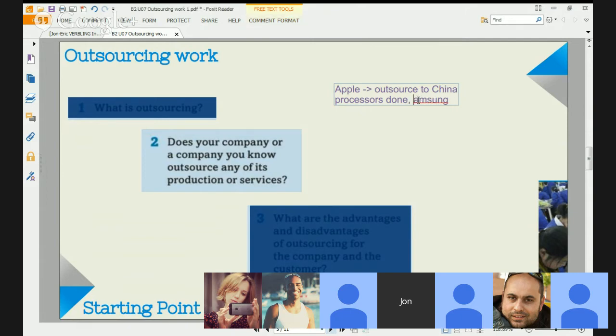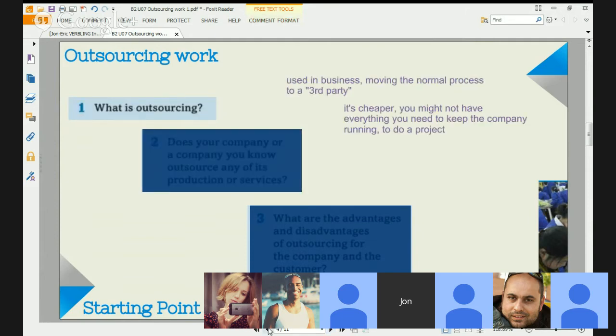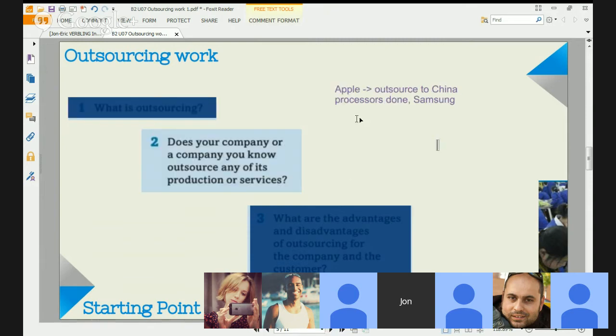So they'll outsource the chips, maybe Samsung will make the chips. And Raphael told us earlier that it could be cheaper, or it could be that they don't have the resources, right? Raphael says it might be cheaper. You might not have everything you need for the company, or for the product or project. So what's the case here with Apple? Why are they outsourcing to Samsung? They've got plenty of money. Why can't they make their own chips?